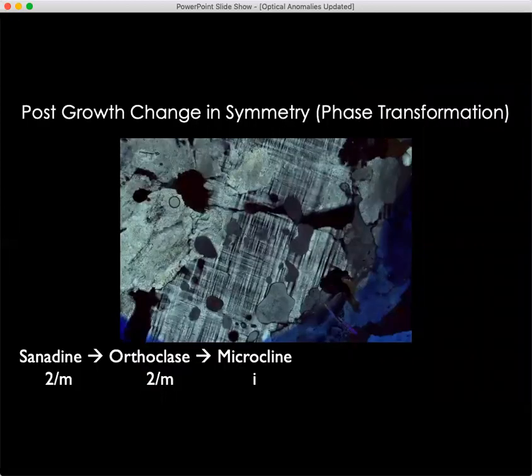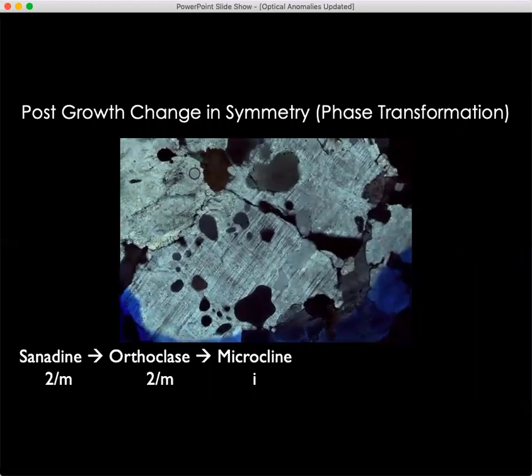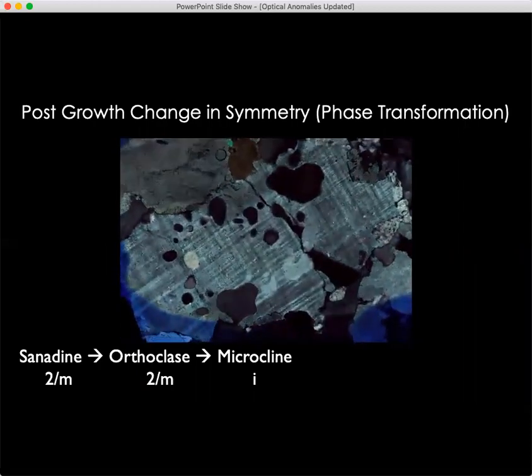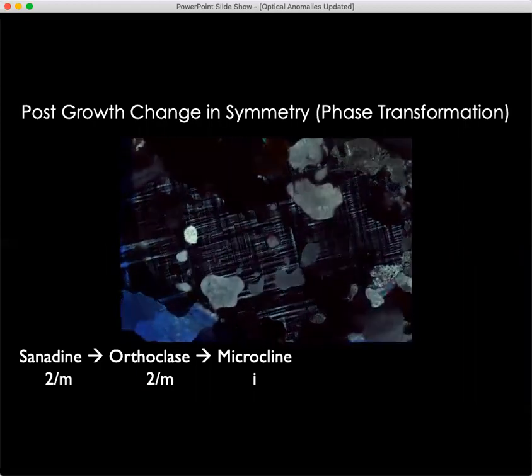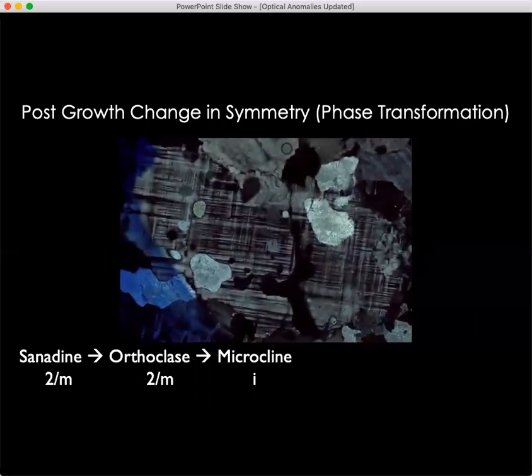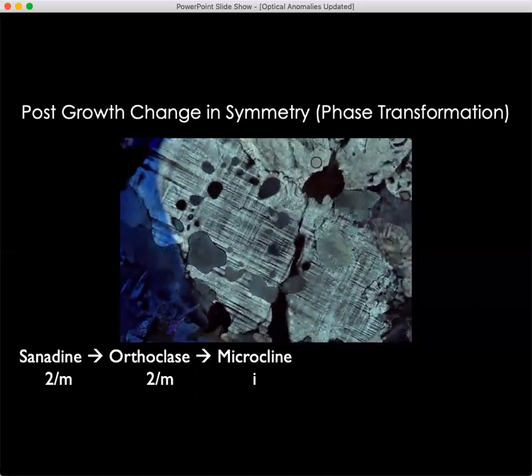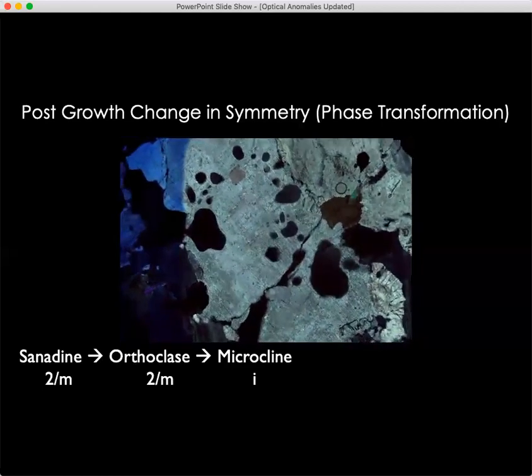Another cause can be seen with post-growth ordering. When sanidine or orthoclase, both of which have a Hermann-Mauguin symbol of 2/m, have silicon and aluminum atoms that order themselves into tetrahedral sites, it's indicative of the change in symmetry that we see in the crystal. A new phase, microcline, is caused by this and observed here with tartan twinning in crossed polars.